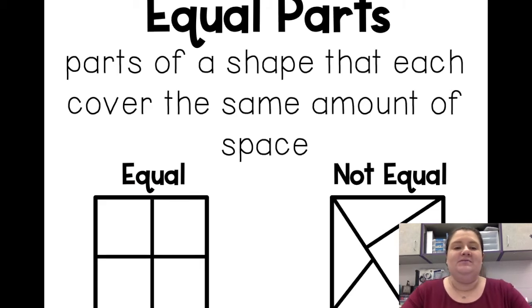So for example, you see this square. This square is actually divided into 4 different parts, or fourths. And if you notice, they're all equal to each other. They're all the same exact size. But if you look over at this not equal side, this shape, the square, is also divided into 4 pieces, but these 4 pieces are not equal.